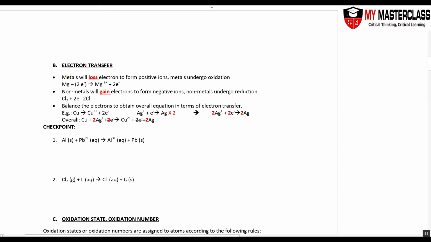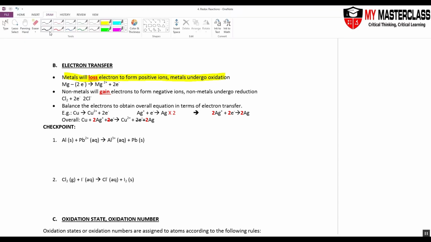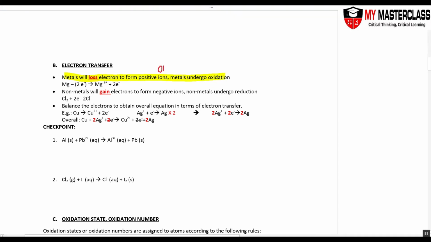So metals will lose electrons to form positive ions, and metals undergo oxidation. So remember OIL RIG, oxidation is loss, right? Since metals all form positive ions, for example your sodium, number 11, the electronic configuration is 2, 8, 1. So it will lose the one outer electron and it will undergo oxidation, because oxidation is loss of electrons.